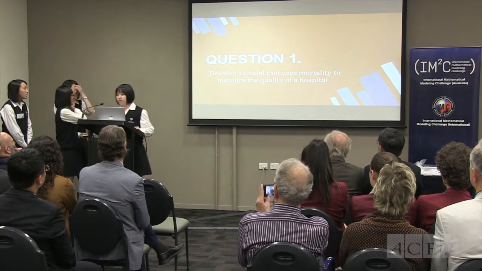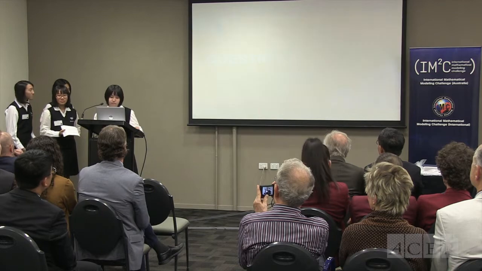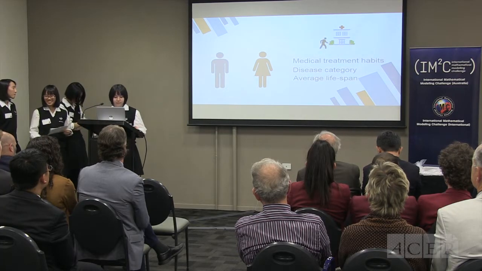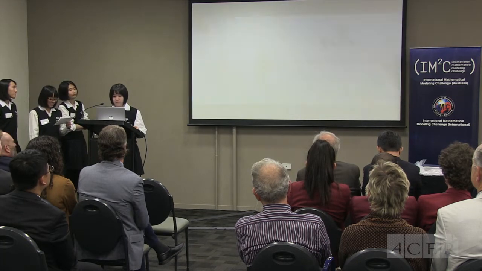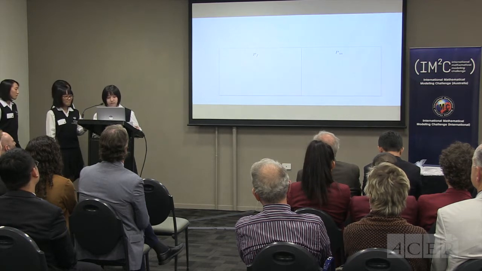Question one. Develop a model that uses mortality to measure the quality of a hospital. We take advantage of these three data to infer and expect the total mortality rate after medical treatment. Because their mortality can be totally different due to a lot of variants, we calculate all the data for the two genders respectively, and we simply list three factors on the PowerPoint. This is a demonstration of our calculation. F is female, M is male.